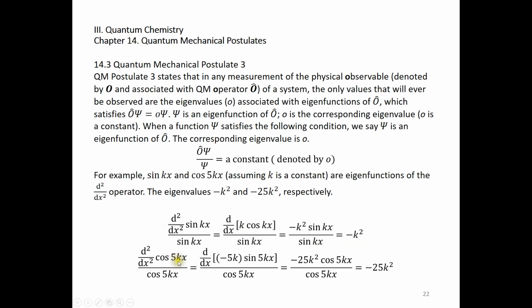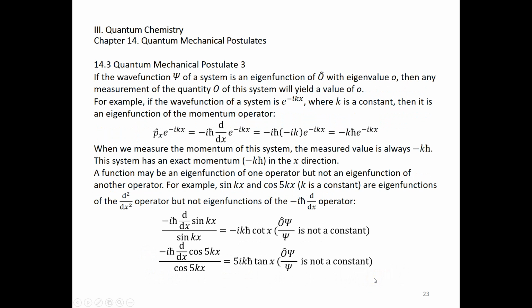What about cosine 5kx? Again, we take the second derivative of cosine 5kx. The result is negative 25k squared cosine 5kx. Now divided by the original function, we get negative 25k squared, which is a constant. That means cosine 5kx is an eigenfunction of the second derivative operator, and it has a corresponding eigenvalue of negative 25k squared.